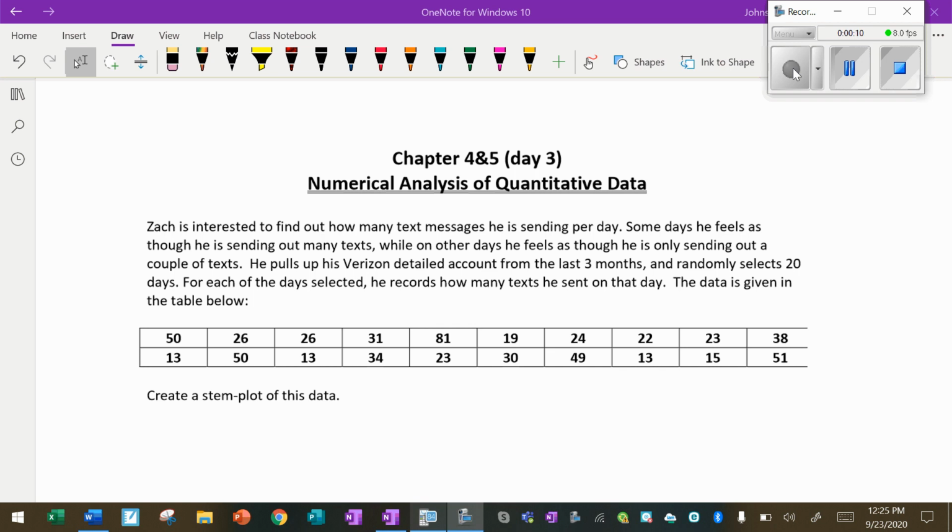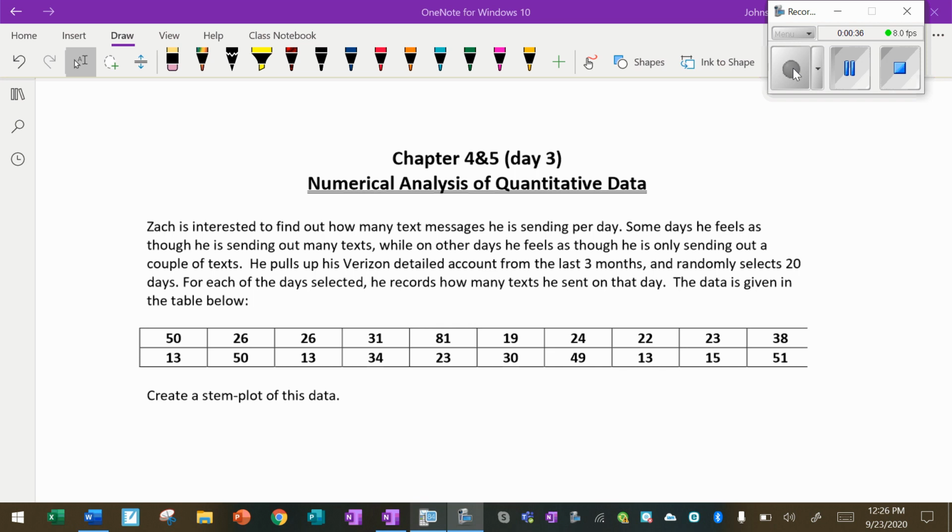To get started, what we're going to be doing today is looking at stem plots, and we're going to be doing some numerical analysis, looking at mean, a little further discussion on mean, and getting into the standard deviation, something that was introduced to you back in algebra. And I'm going to show you where that standard deviation calculation actually comes from and really what it represents in the grand scheme of things.